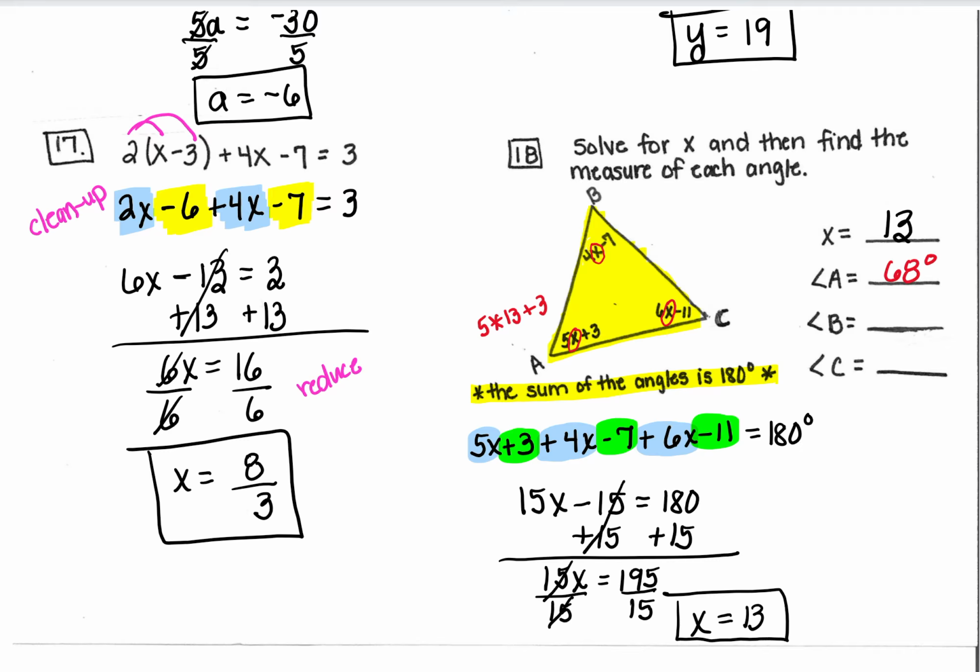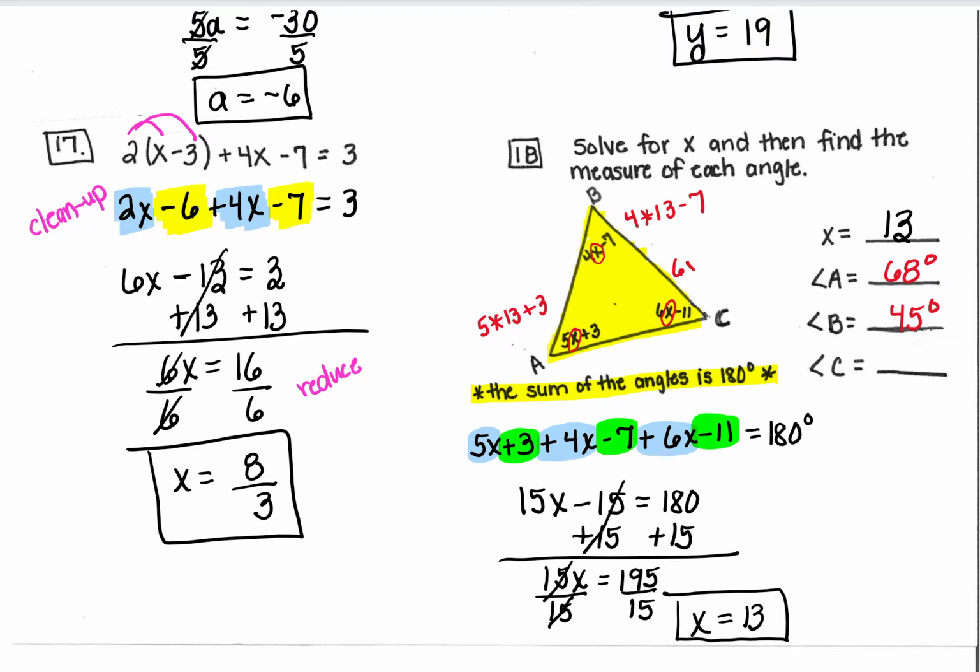All right, do the same thing here. You have 4 times 13 minus 7. So 4 times 13 minus 7. 4 times 13 is 52. Minus 7 is 45 degrees. All right, last house, 6 times 13 minus 11.